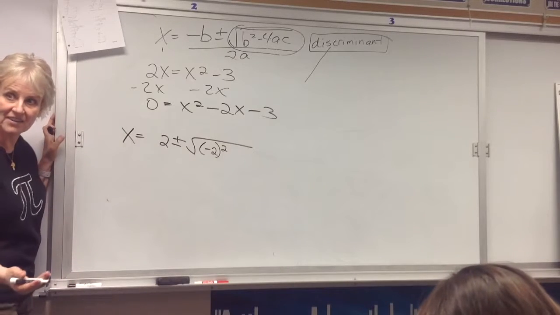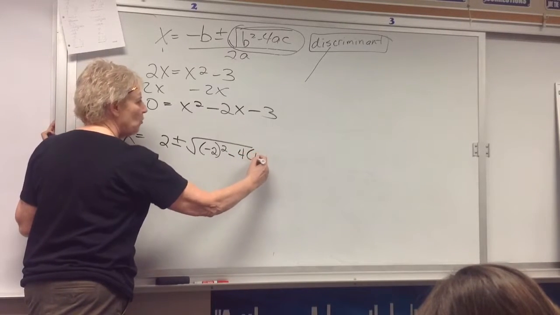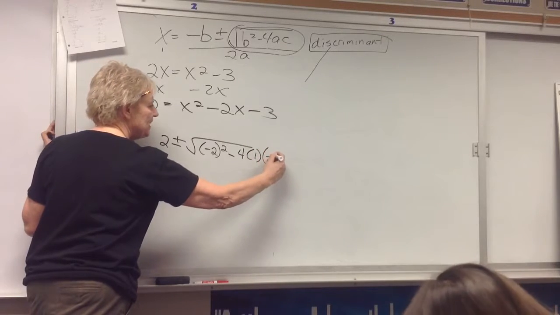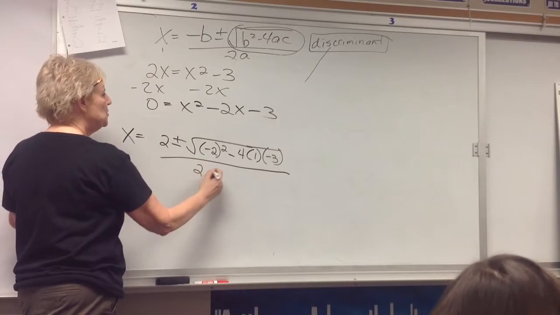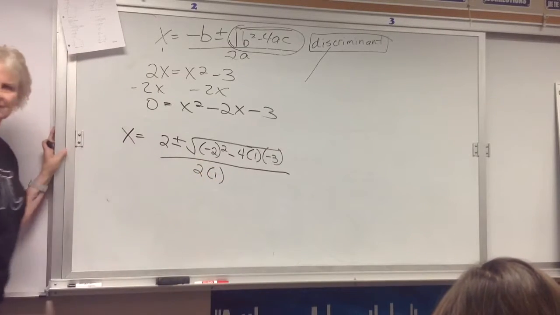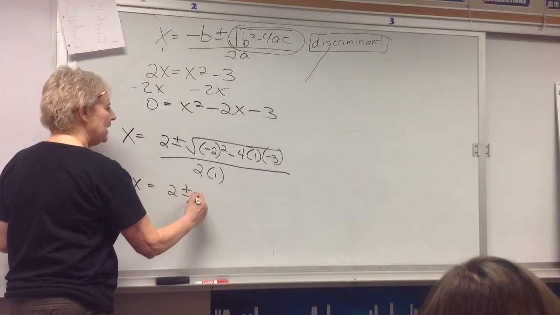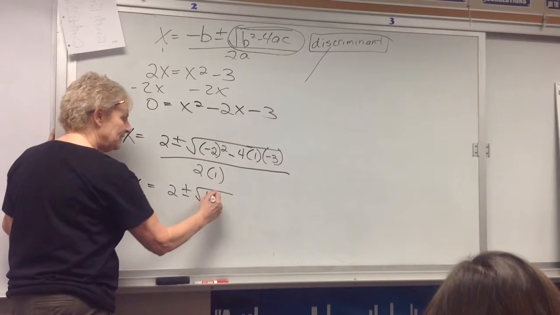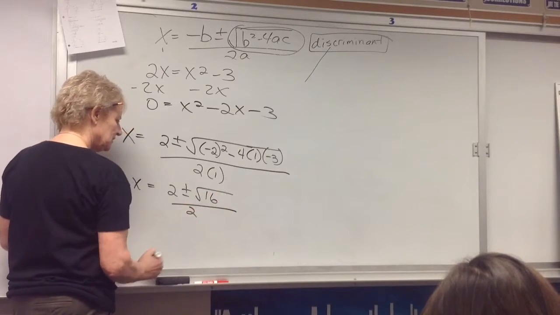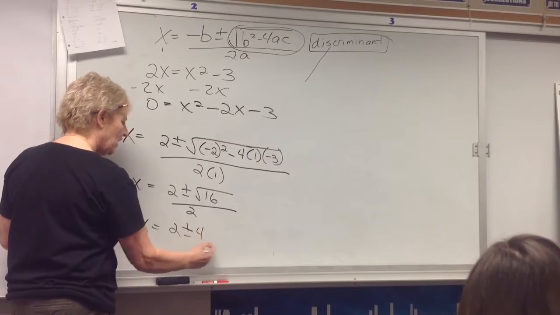B squared, I got all of that, minus 4 times 1 times negative 3. Okay, I got this part, all over 2 times 1. And then it's 2 plus or minus the square root of what? 16. 16 over 2, which is 2 plus or minus 4 over 2. Oh, I got it.